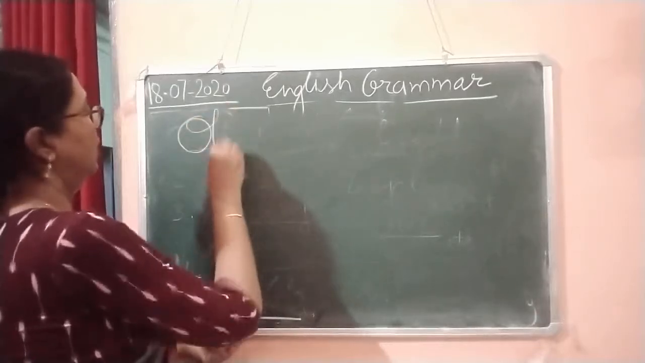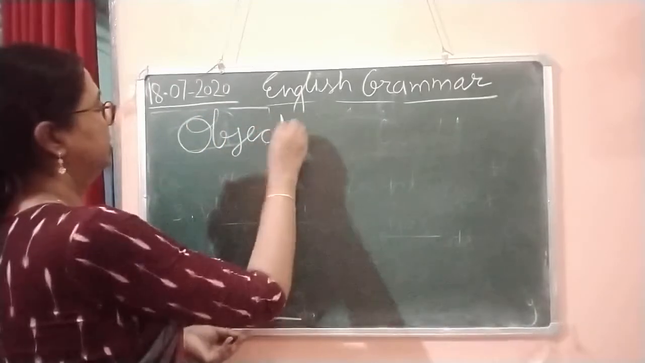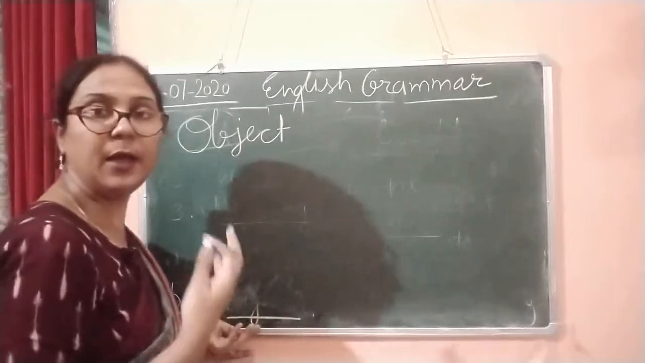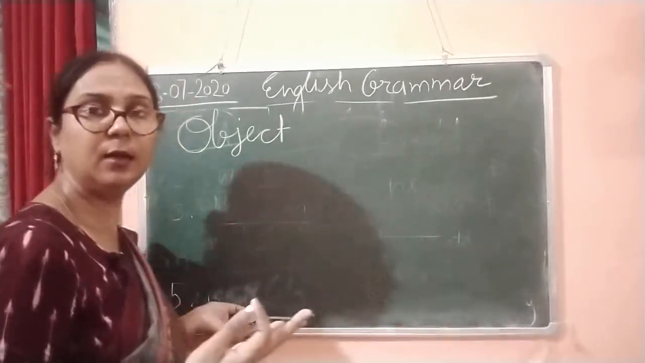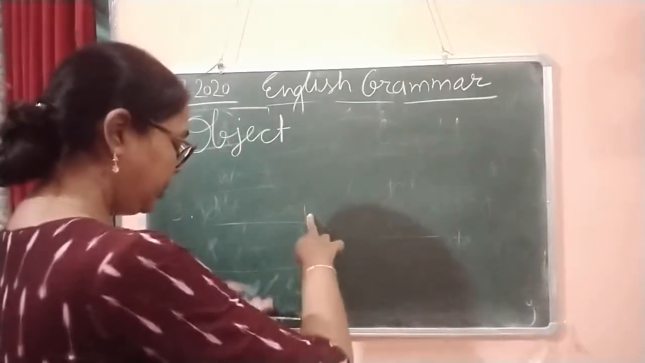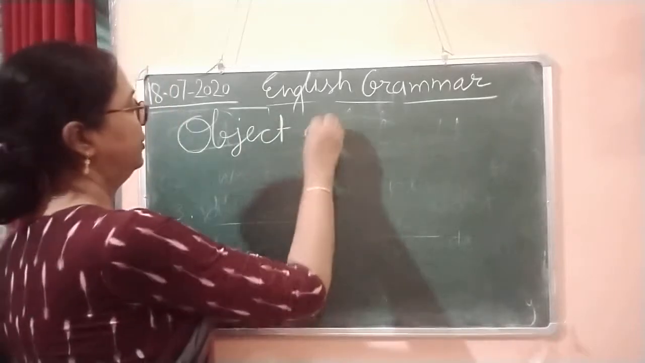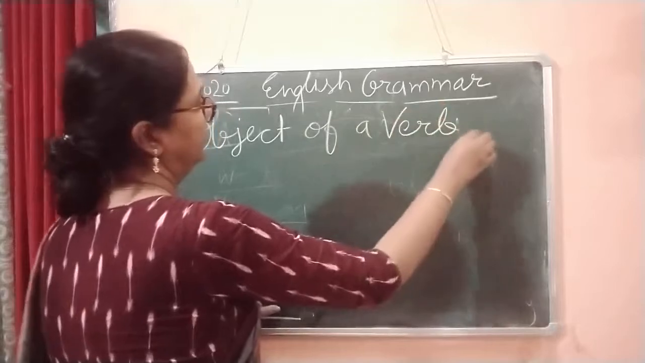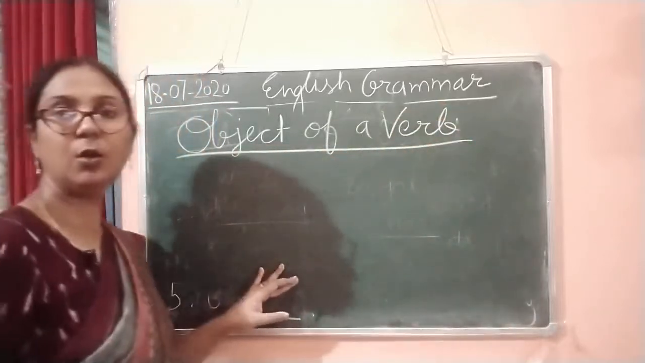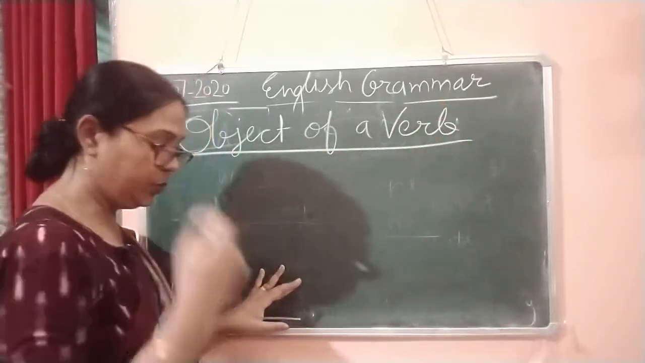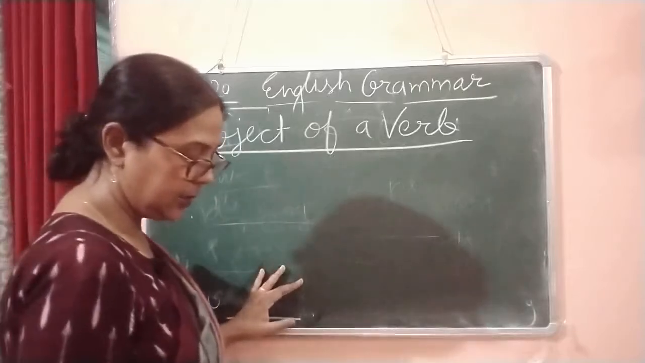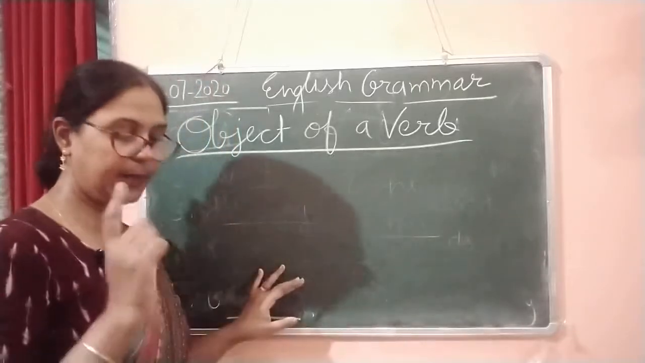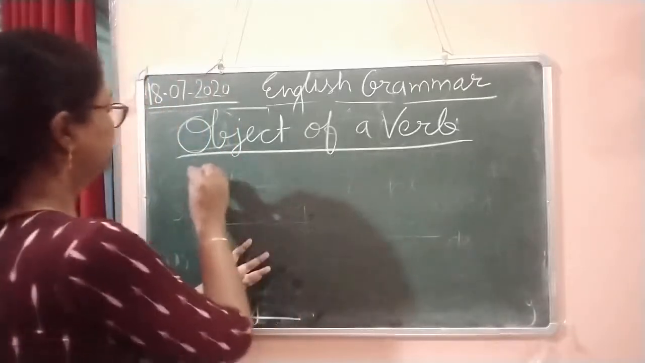Now, object, as it is called, thing, object of a verb. This is our topic. Object of a verb. Suppose the example is: the little boy is flying a kite.